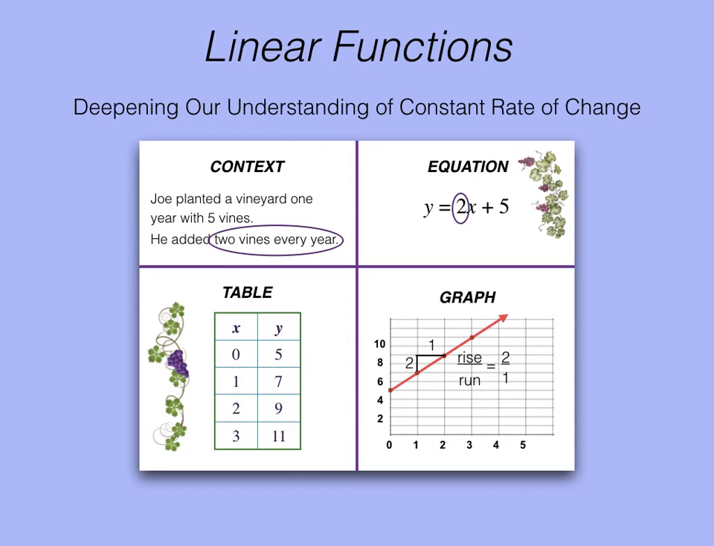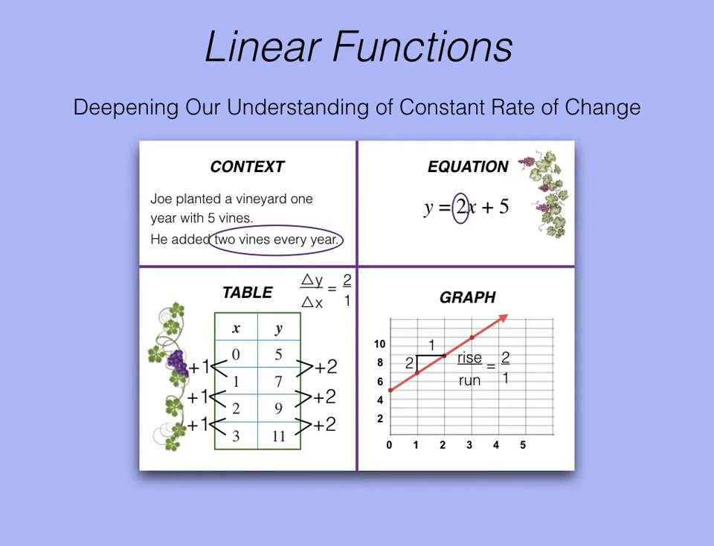In the table, we can look at any 2 ordered pairs, and we'll look at the change in y over the change in x. So y, you can see, to go from 5 to 7, I'm increasing by 2. To go from 0 to 1 on my x, I'm increasing by 1. Change in y over change in x will be 2 over 1. That is my rate of change as seen in my table form.